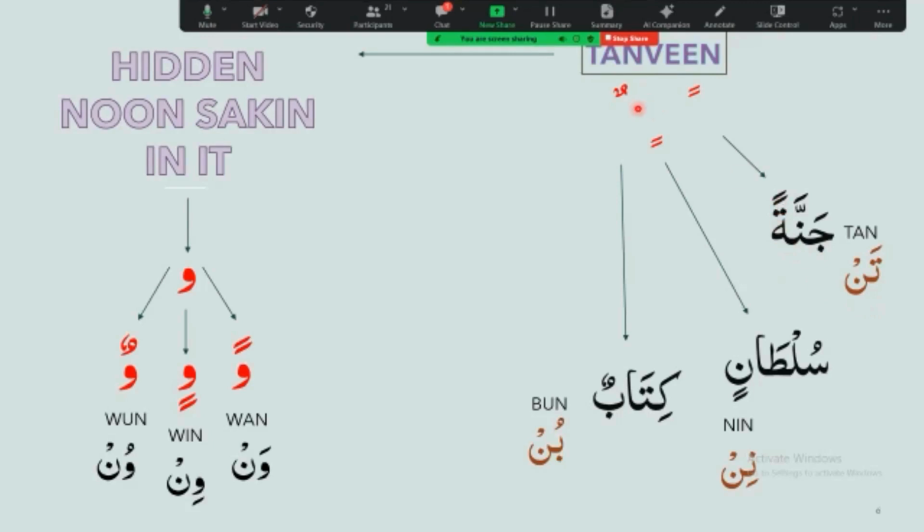You do not see the noon sakin here in the symbol, but you need to remember that tanween has this noon sakin hidden in it. Let's take another example, sultanin. If we write this nin sound at the end, we will write it like this: noon, kasra, noon, nin. And if you take the example of dhamma tanween, kitabun, at the end on ba there is tanween of dhamma. If we break the sound of it like this: ba, dhamma, noon, bun, kitabun. So yes, there is a noon sakin hidden here as well.